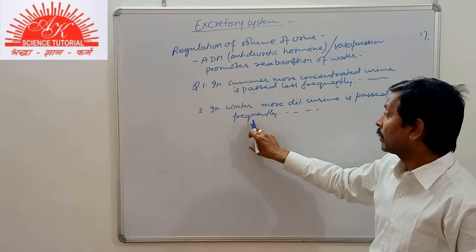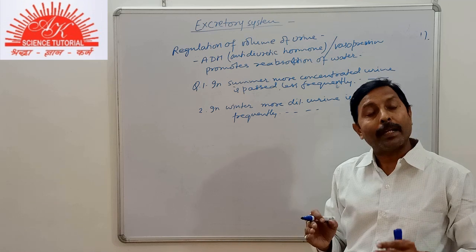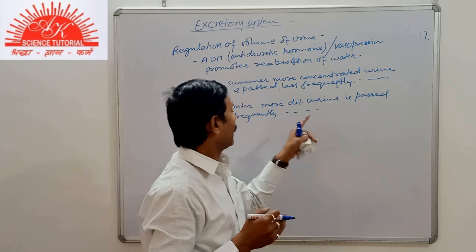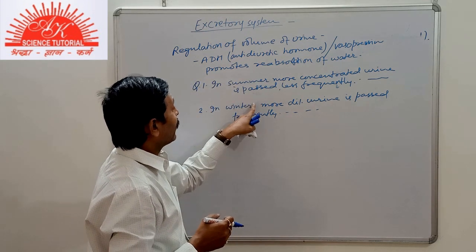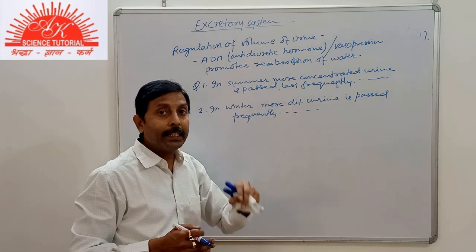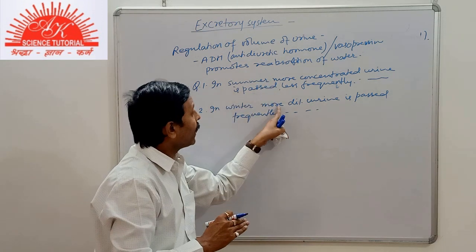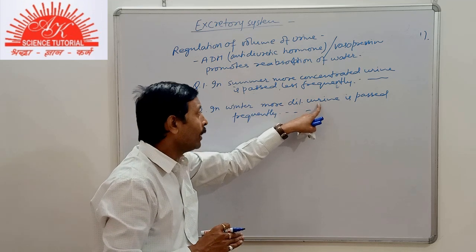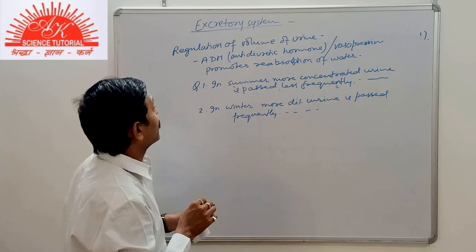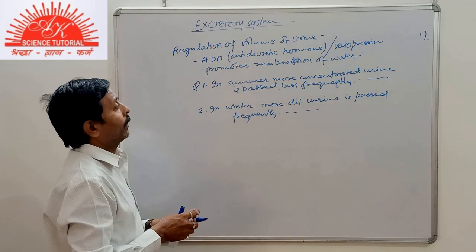In second, in winter, there is no loss of water by perspiration or sweating, hence there is excess of water in the body. As a result, here secretion of ADH hormone is decreased, hence less water is reabsorbed and more dilute urine is formed, which is passed more frequently. So these two questions are asked related to the volume of urine.